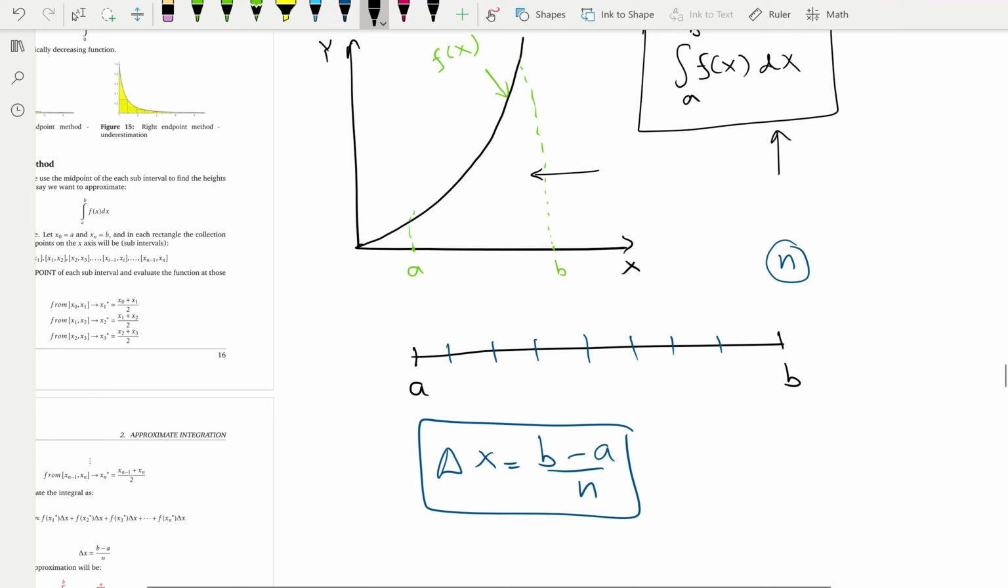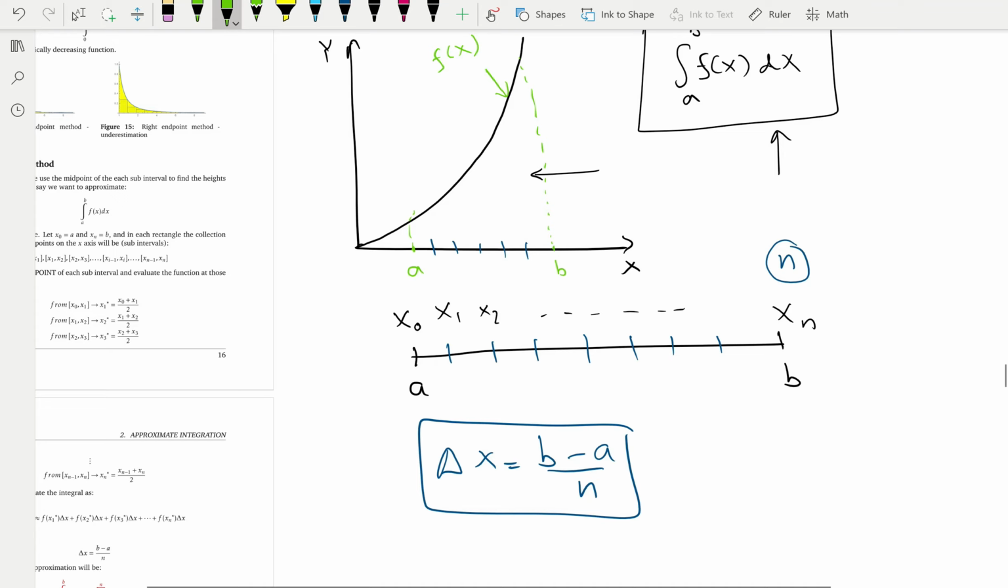Now, let's label them. Let's say this a is x0, this is x1, this is x2, and so on, and this is xn. Fantastic. Now let's mark them on our graph. So these are the sub-intervals.